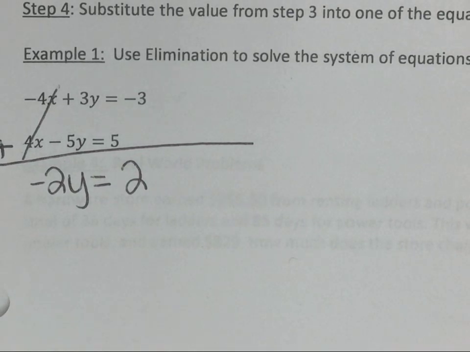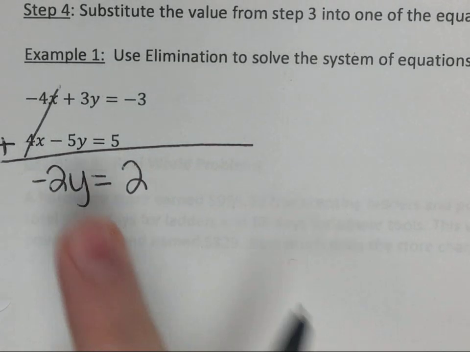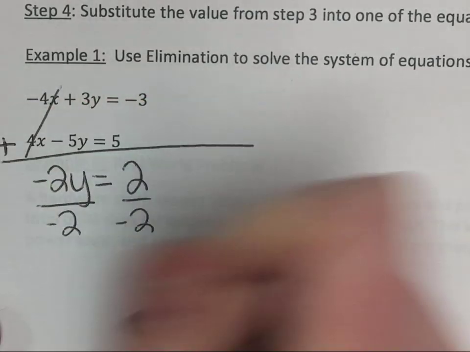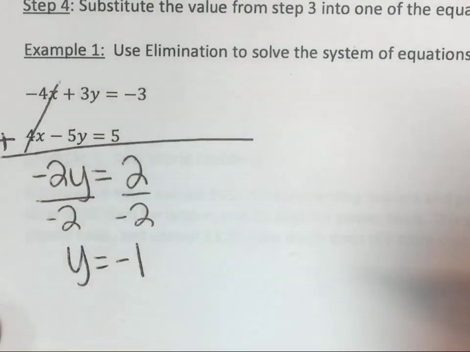So we have gotten rid of a variable. We have a single variable in our equation, so now we can solve for y. We can divide both sides by negative 2. So that gives us y is equal to negative 1.